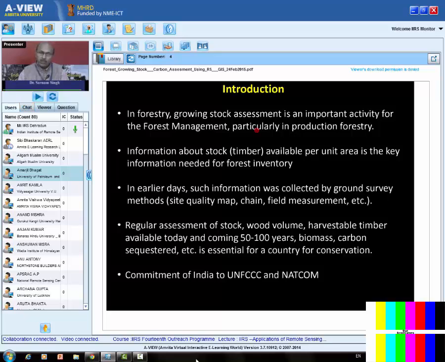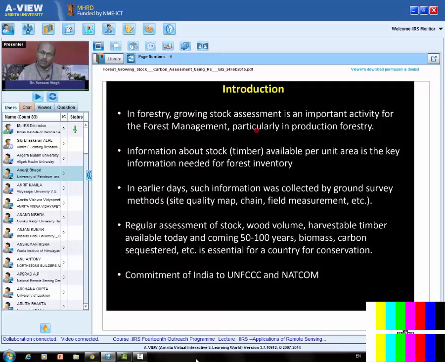Now, for regular assessment of growing stock or good volume or harvestable timber available today or in the coming 50 or 100 years, or the biomass available or the carbon which has been sequestered, these are very essential points we should know. The country should know what is the potential for conservation as well as for harvesting. Therefore, it is very important we should know what can be harvested, what can be conserved, and how much we can conserve today and can be harvested in the future. So all these things are required for proper forest management, that's how we can say sustainable management of the forestry.